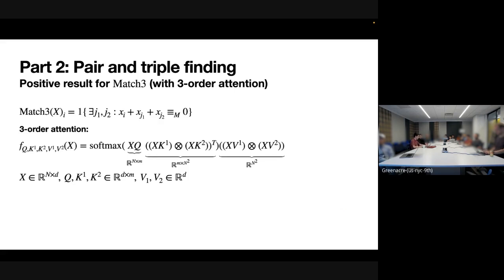So it's a weird thing. It mostly exists for the sake of showing that this match 3 isn't some absurd function that you can never hope to approximate.